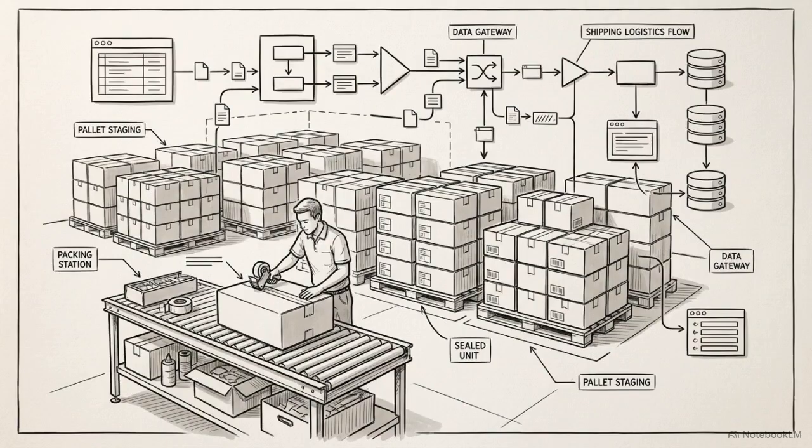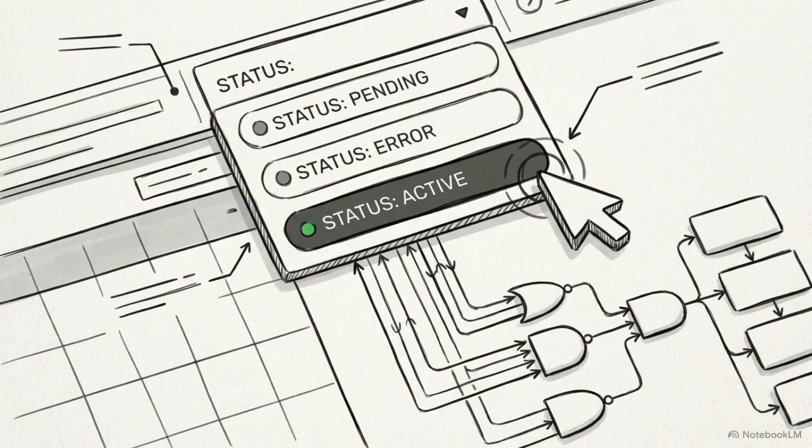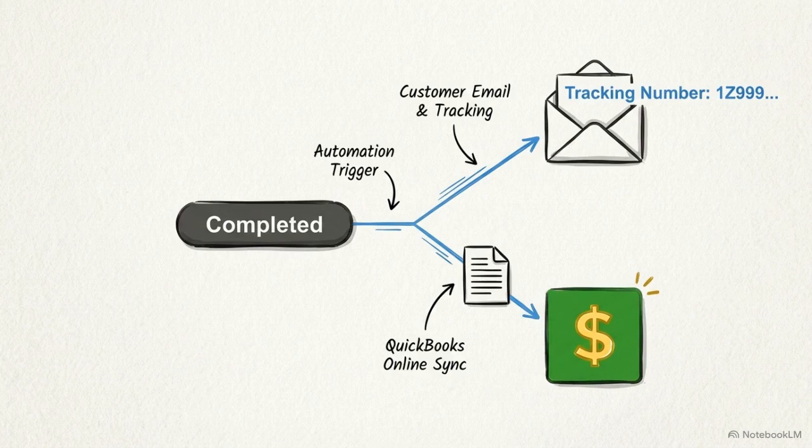The final operational step happens at the shipping dock. Once the garments are boxed, you advance the status dropdown to Completed. This action triggers a final set of background automations. The system automatically emails the customer their tracking information and syncs your finalized revenue data directly into QuickBooks Online.